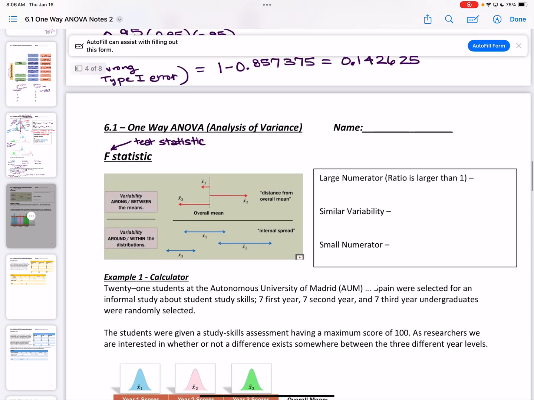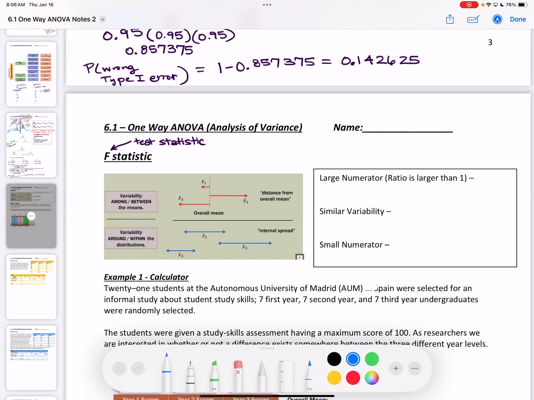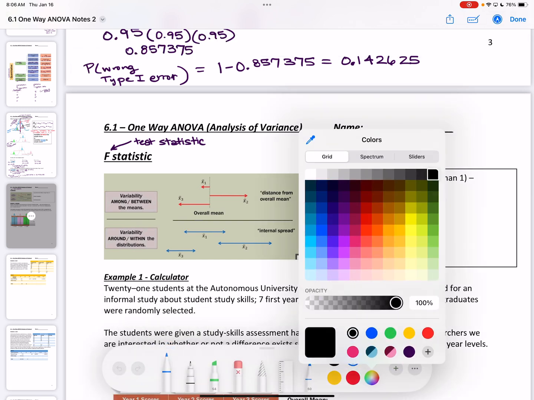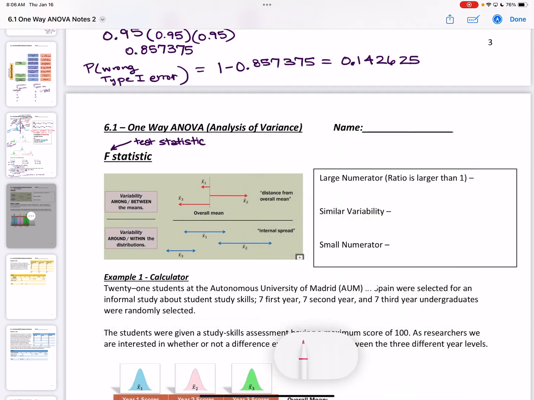So this box right here is actually showing what the test statistic is. So all of this right here above this line is your numerator. So that is your variability between the means or among the means, okay? So you're going to compare them to one another and then get a single data value, all right? Then these down here, that's called the variability within. So that's comparing the variances. That is our denominator.